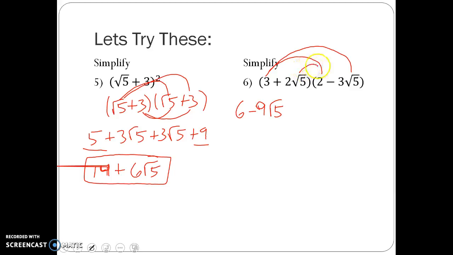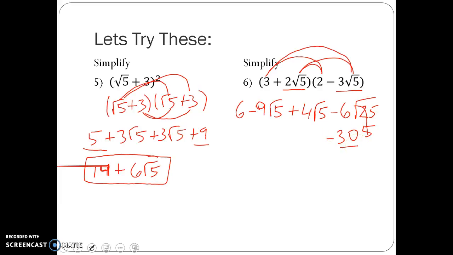Then I'm going to multiply the 2 and the 2 radical 5 times 2. Well, 2 times 2 is 4. And then I have the radical 5. Then I'm going to multiply 2 radical 5 times negative 3 radical 5. So if I multiply the stuff on the outside, 2 times negative 3 is negative 6. Radical 5 times radical 5 is radical 25. Now, we know that the square root of 25 is 5, and 6 times 5 is 30. So this last term is really the same thing as just negative 30.